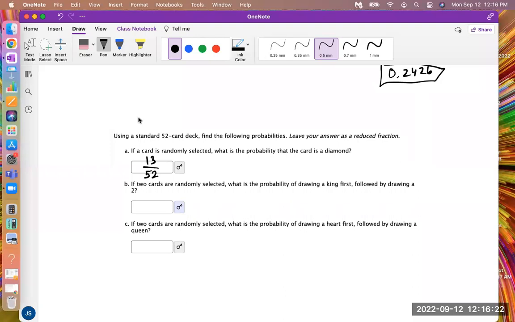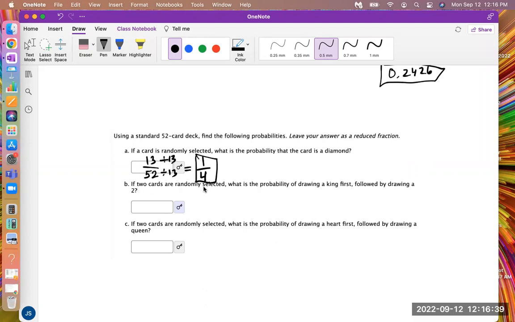52 divided by 13 goes in 4 times equally. So we divide the numerator and denominator by 13, and we get our final answer of 1/4. And there we go, that's part A.